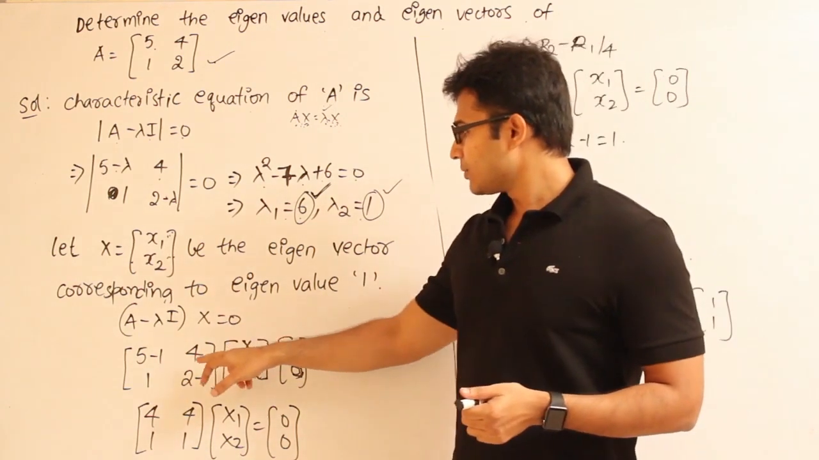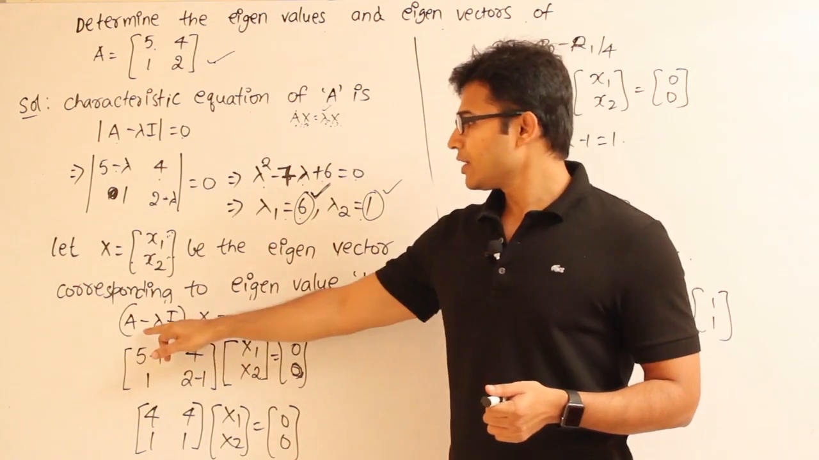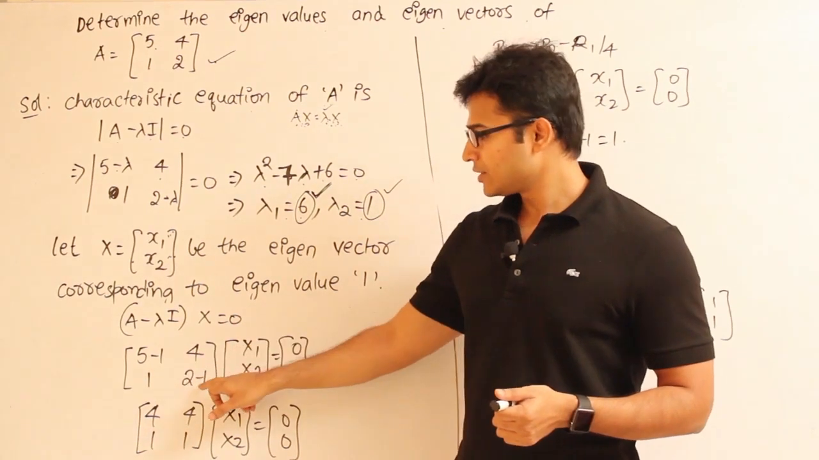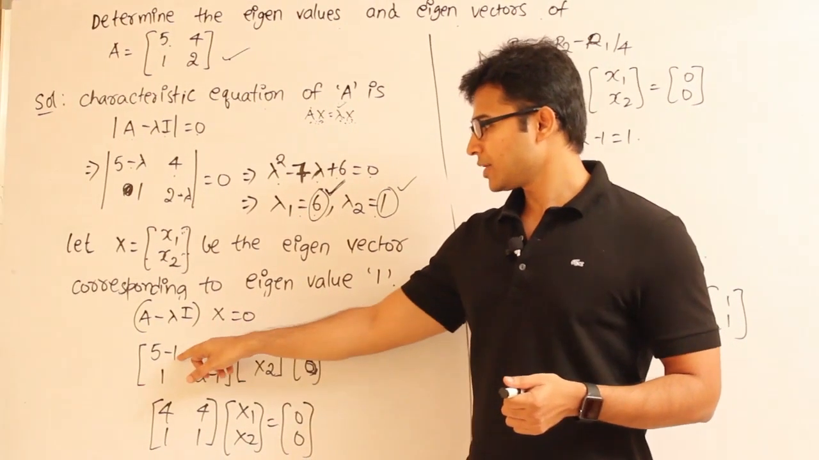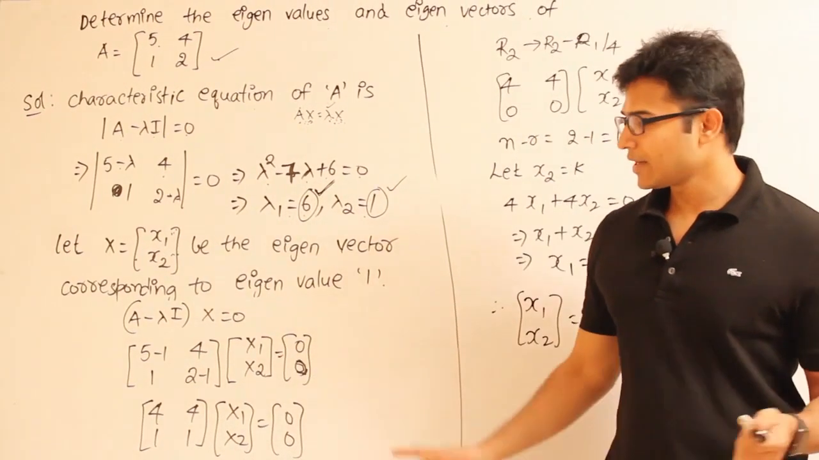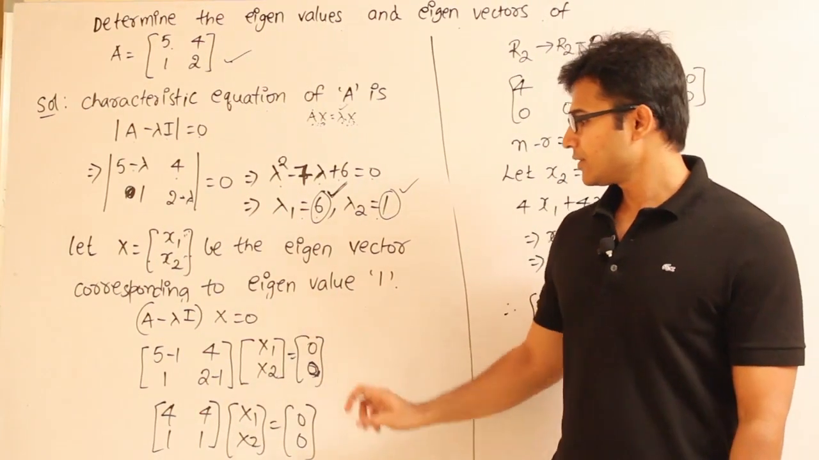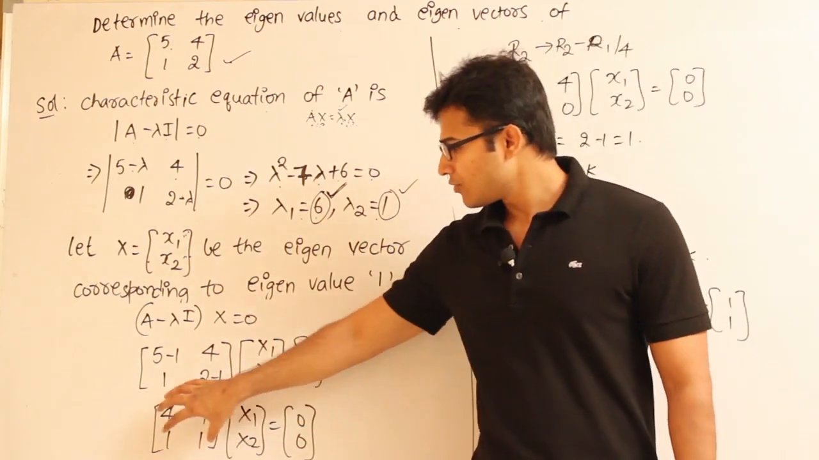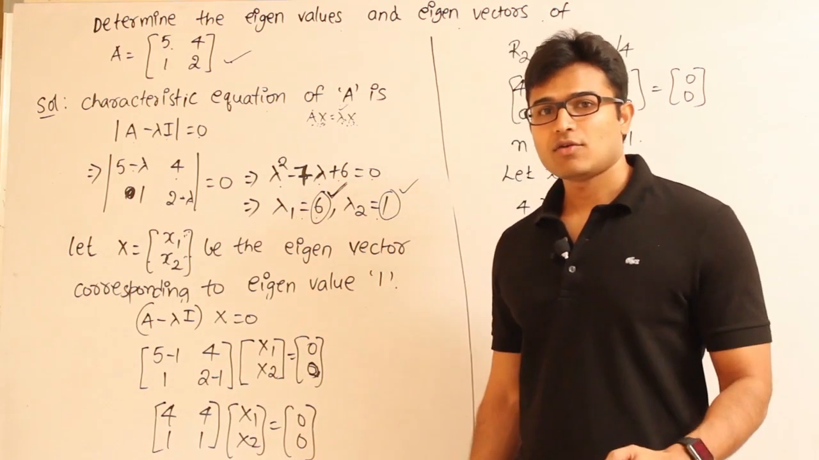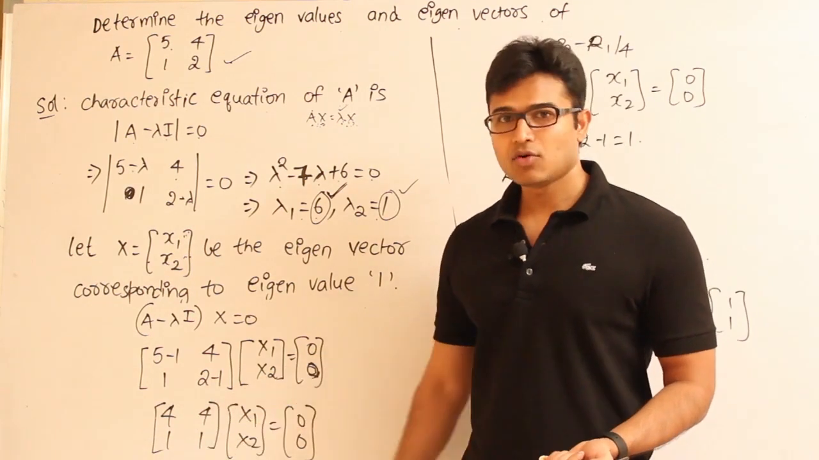Therefore in place of lambda I am just substituting lambda equal to 1 here, and then I get A minus I into x equal to 0. So that is why I am going to get 5 minus 1 here, 2 minus 1, which means I am subtracting lambda I from A, into x. I am just assuming that x equal to x1, x2 be the eigenvector. Now this is in the form of Ax equal to 0, which is nothing but a set of linear homogeneous equations, isn't it?